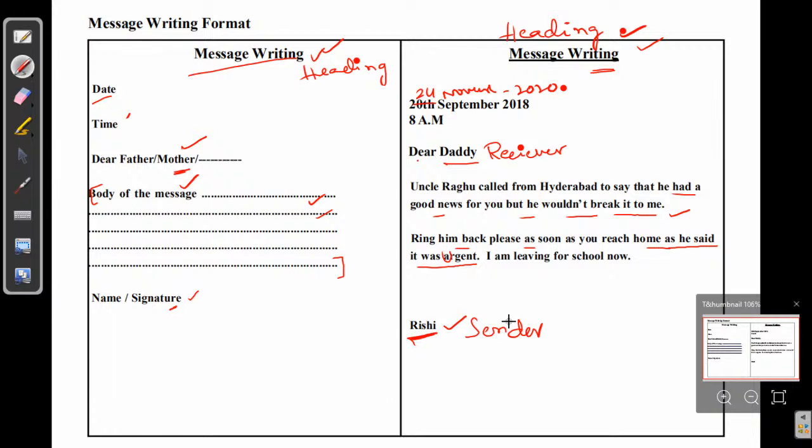Uncle Raghu called me to say something to you, but you are not at home. As soon as you come home, just call him. He said that it was very urgent. I am leaving for school now. Then Rishi sends a message to his father about the uncle's call. He called you, but you were not there, so I am sending a message. Here the receiver is dear dad, and Rishi is the sender.